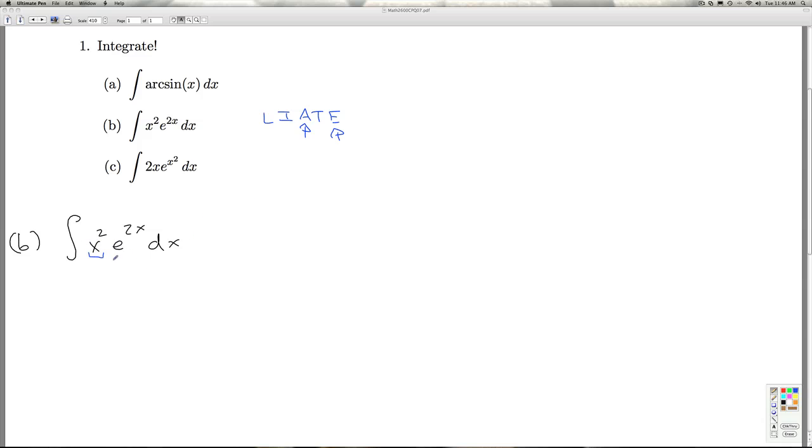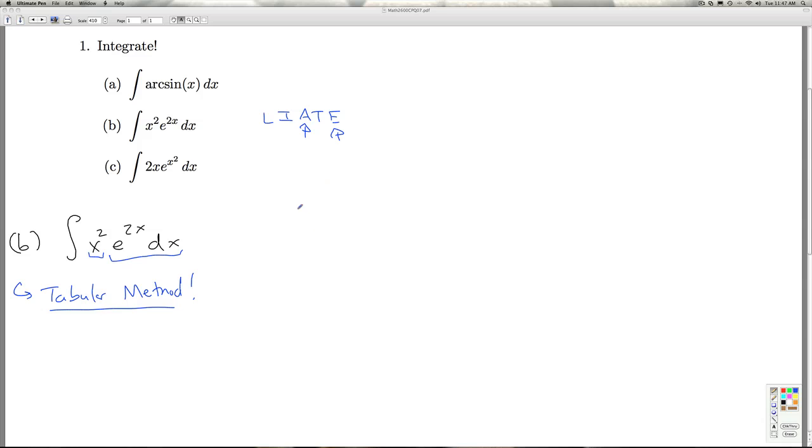So, as I look at this one, I've got one factor whose derivative eventually goes to 0, and the other factor who I can integrate as long as I need to. So this means I can use the tabular method. Tabular method, once again, is a rapid way to do multiple integration by parts. And it's designed for integrals like this, where one factor has a derivative that eventually zeroes out, and the other factor you can integrate as long as you need to.